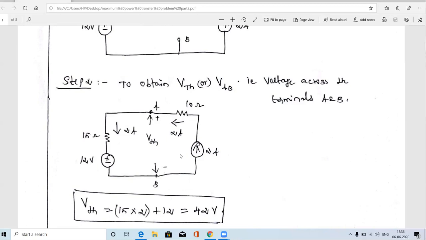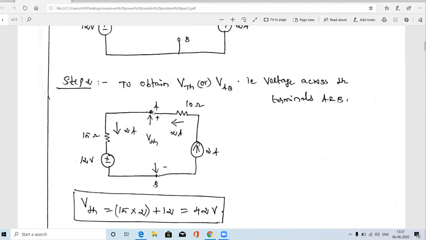Now, what is the current flowing through this resistor? You see, there is only one closed path, this loop, and here one current source is there. What is the value of this current source? 2 amps. So this 2 amps is flowing through the 10 ohm resistor as well as the 15 ohm resistor. So the current flowing through the 10 ohm and 15 ohm resistors is 2 amps only.